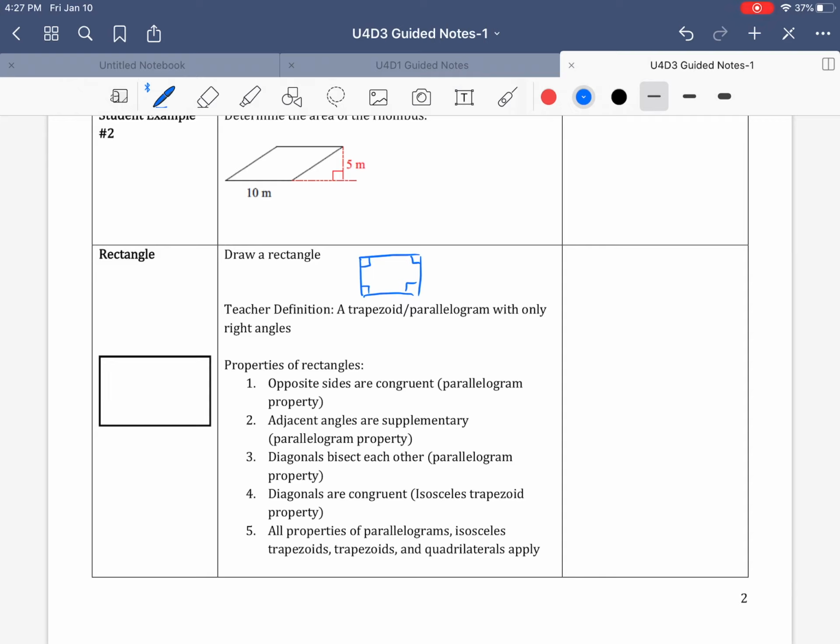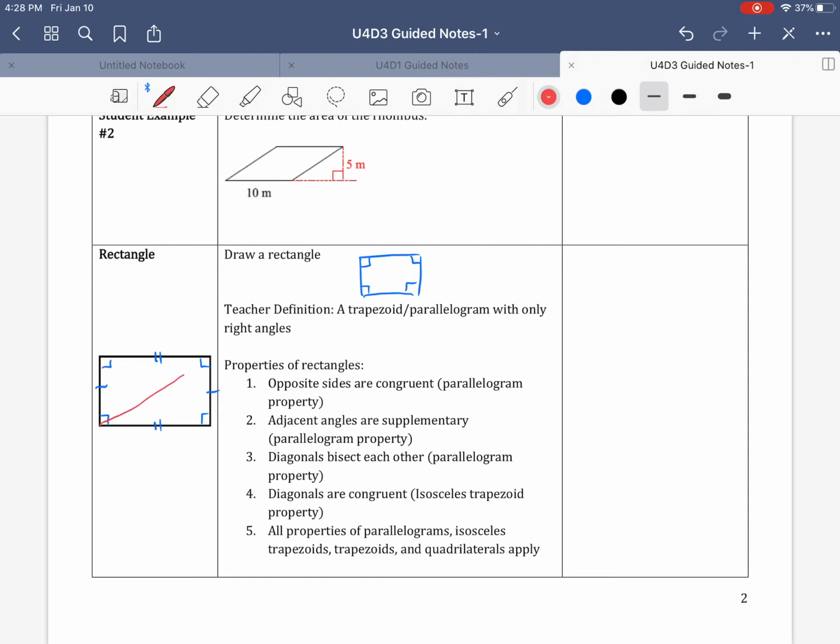Now the properties of rectangles: opposite sides are congruent. So we know that this side is the same as this one, and this one is the same as that one. We also know that adjacent angles are supplementary, which makes sense since they're all 90 degrees. So 90 plus 90 will always equal 180. We also know that the diagonals bisect each other.